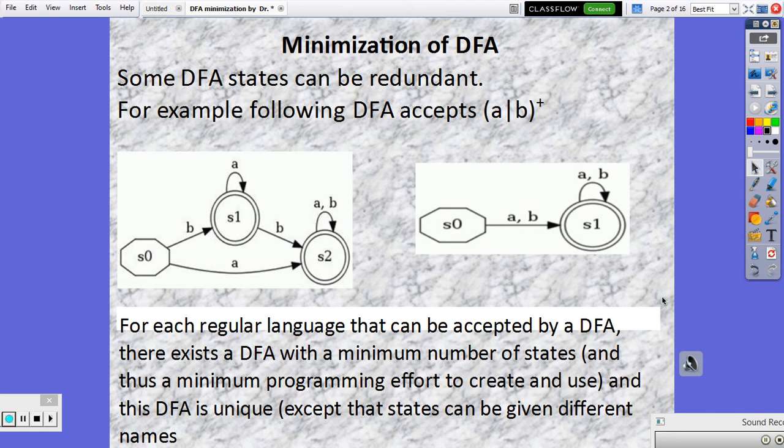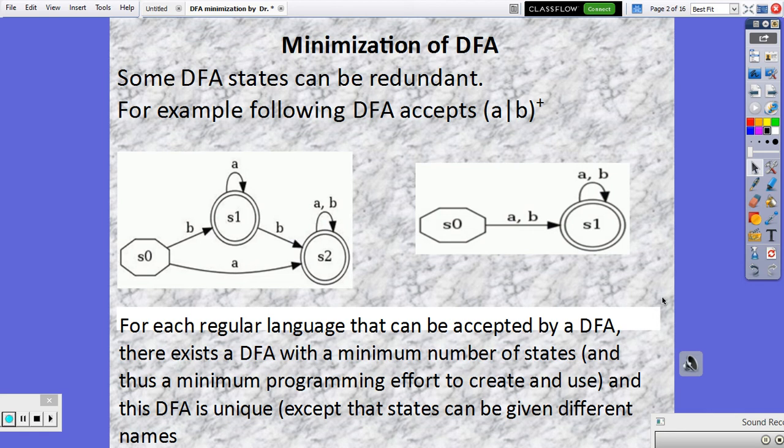More states means a complex DFA, and obviously if the DFA is complex, the effort required to implement it in hardware or software will be more. More programming effort will be required. In turn, more memory will be required if the DFA structure is complex or contains more states. So we'll try to identify if it is possible to reduce some states without affecting its language. We'll reduce the states so that minimum programming effort is required to create and use it.